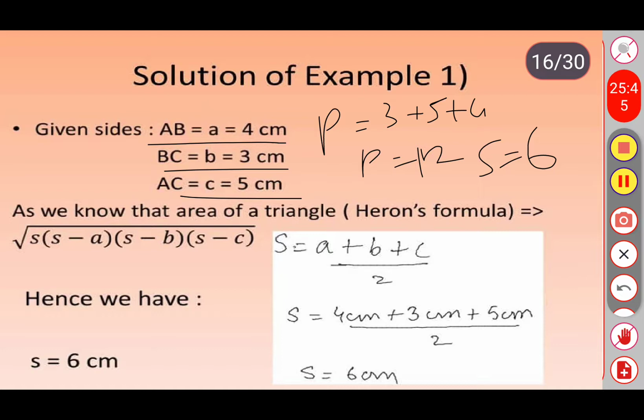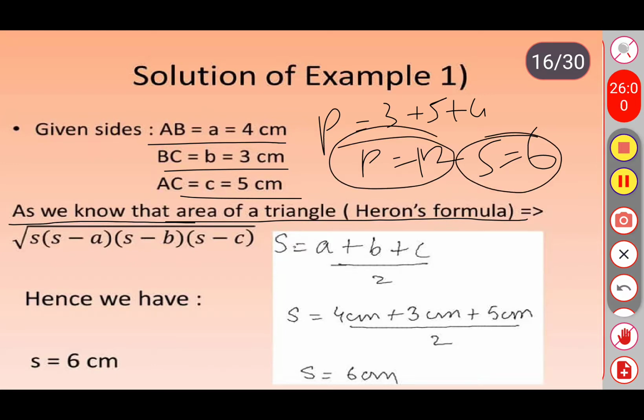Okay, so see here, as we know the area of a triangle by using Heron's formula, we already calculated the perimeter and semi-perimeter. So s is equal to 6, no? So s is equal to 6, and the area is square root of s into s minus a, s minus b, s minus c, right here. So the semi-perimeter is 6 centimeter.